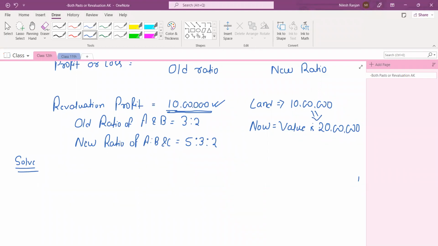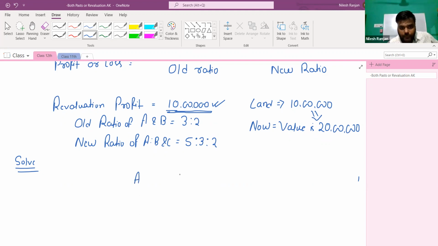If we change the value of land at the time of admission, then the profit on valuation of land will be distributed between the old partners in their old ratio. So, if the revaluation profit is distributed in the old ratio, that is 3:2.